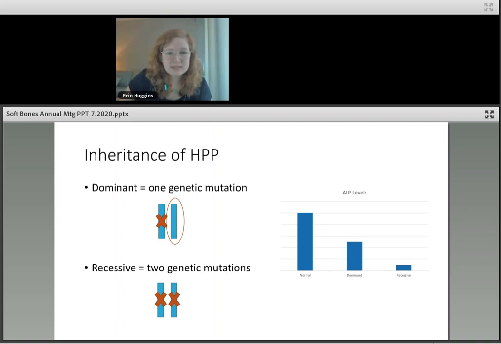So I put this little graph on the side here, and again, it's kind of hard to read, so I'm sorry, but on the far left, I've imagined if you've got 2 normal copies, your ALP level will be normal.